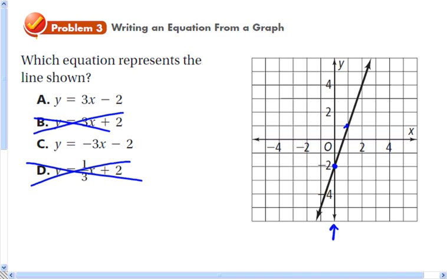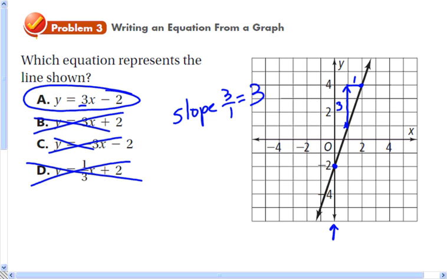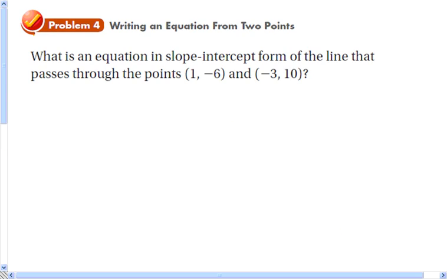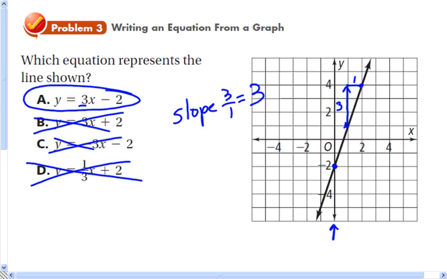And to find the slope, we're just going to pick a couple of points here. Find the rise and the run. Rise is 3, run is 1, so the slope is 3 divided by 1, which is 3. So that eliminates C, and our answer is A because that has a slope of 3 and a y-intercept of -2. All right?